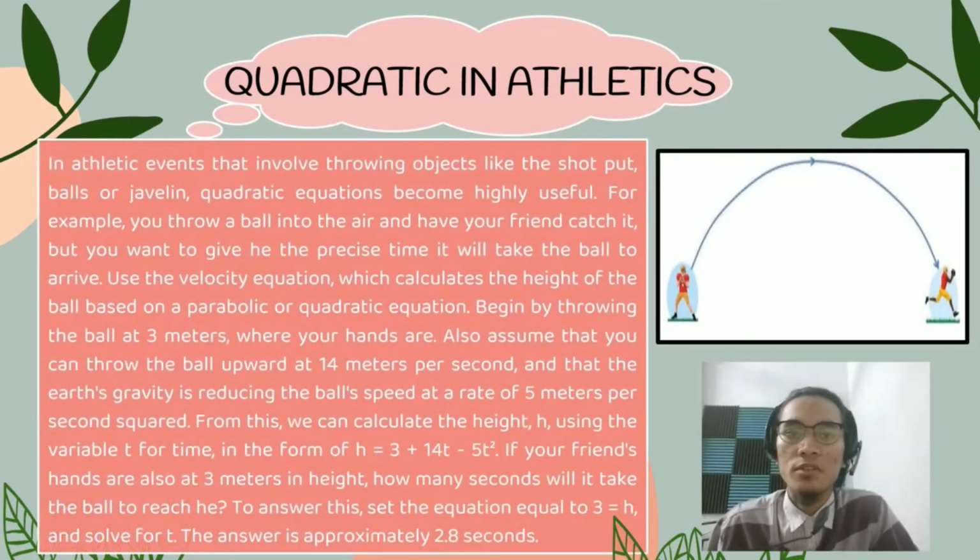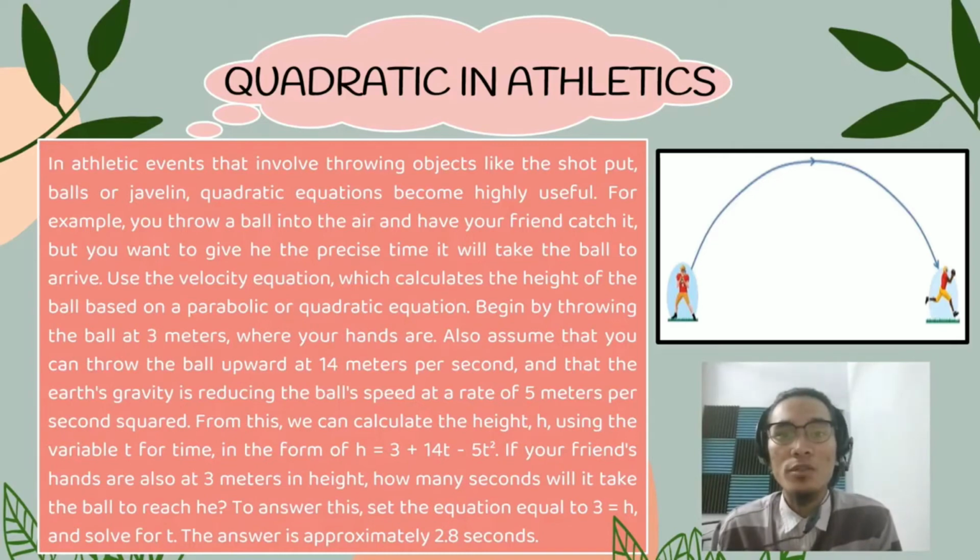The last one for the real life applications is quadratics in athletics. In athletic events that involve throwing objects like the shot put, balls or javelin, quadratic equations become highly useful. For example, you throw a ball into the air and have your friend catch it, but you want to give him the precise time it will take the ball to arrive. Use the velocity equations, which calculate the height of the ball based on a parabolic or quadratic equation.